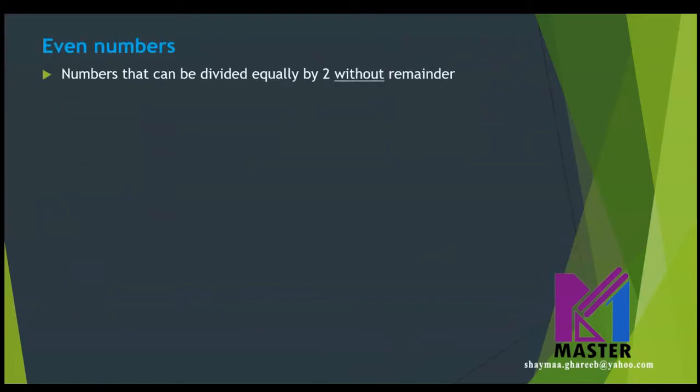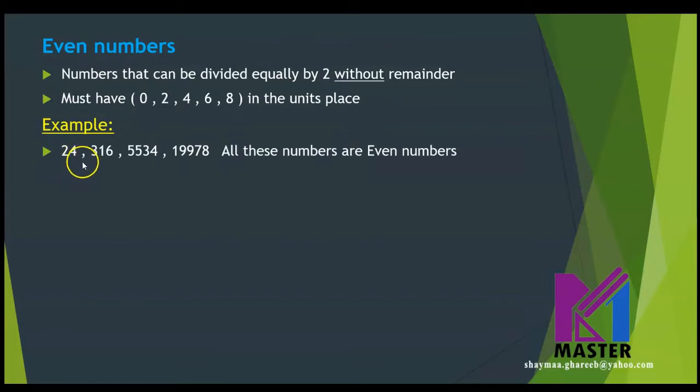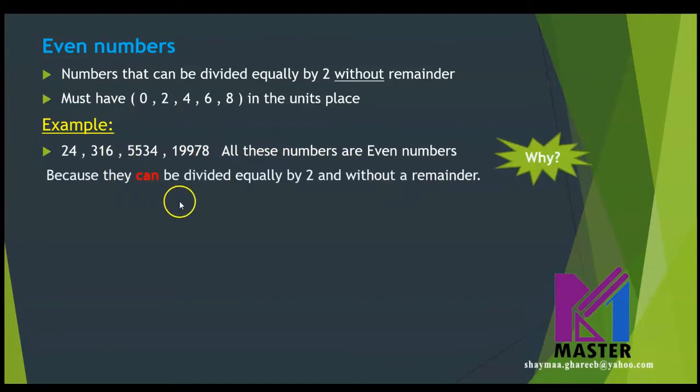First, the meaning of even numbers. They are numbers that can be divided equally by 2 without any remainder. They must have 0 or 2 or 4 or 6 or 8 in the units place. For example, 24, it has 4 in the units place. 316, it has 6 in the units place. 5534 has 4, and 19,978, it has 8. All these numbers are even numbers. Why? Because they can be divided equally by 2 without remainder.